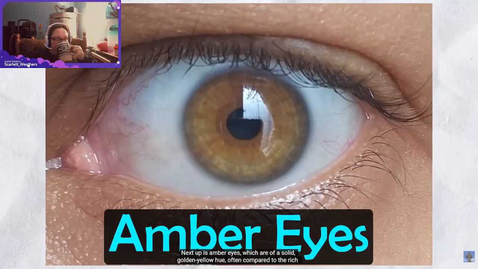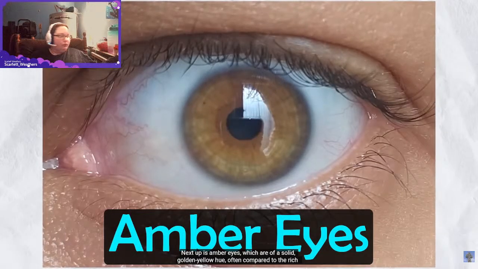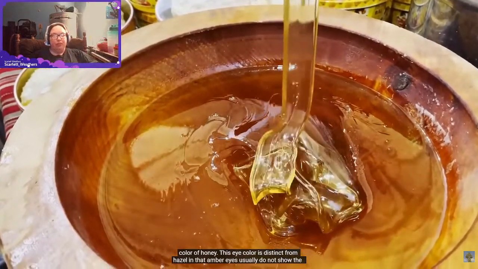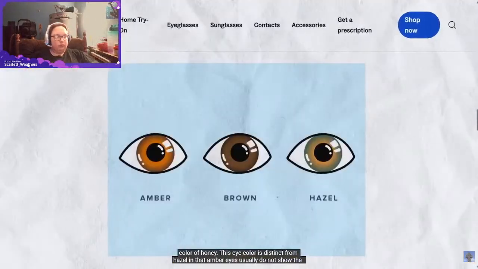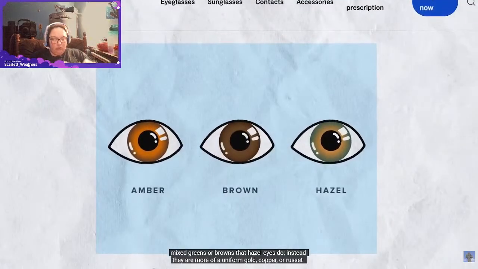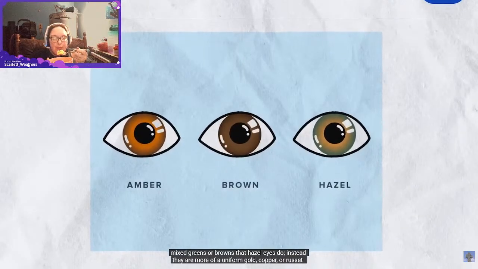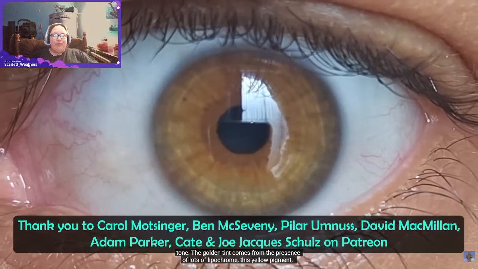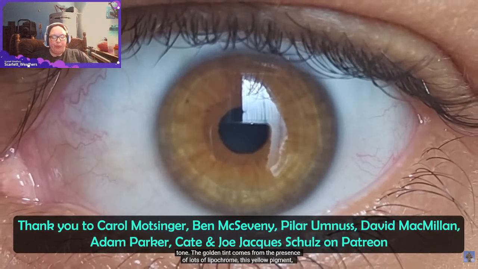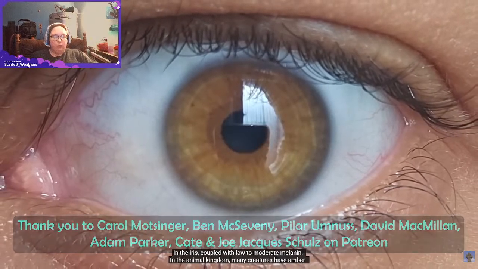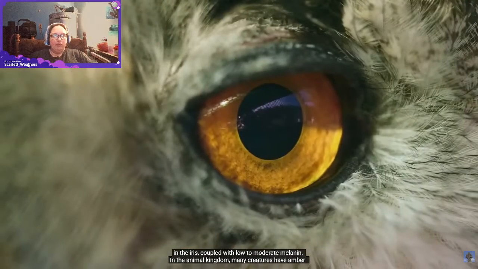Next up is amber eyes, which are of a solid golden yellow hue, often compared to the rich colour of honey. This eye colour is distinct from hazel, and the amber eyes usually do not show the mixed greens or browns that hazel eyes do. Instead, they are more of a uniform gold, copper or russet tone. The golden tint comes from the presence of lots of lipochrome, this yellow pigment in the iris, coupled with low to moderate melanin. In the animal kingdom, many creatures have amber eyes.